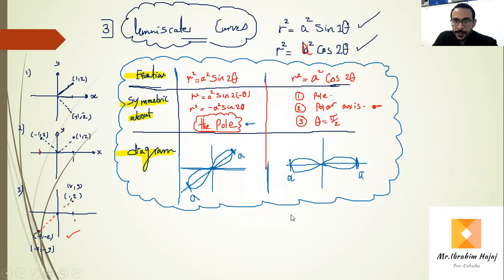And then we studied the lemniscate curves, when the equation is r squared equals a squared sine 2 theta, or r squared equals a squared cosine 2 theta. Here's the table and the rules we have to use. Sine is symmetric about the pole, and r squared equals a squared cosine 2 theta is symmetric about the pole, the polar axis, and pi over 2. And here is an example of the diagram of sine and cosine lemniscate curves.